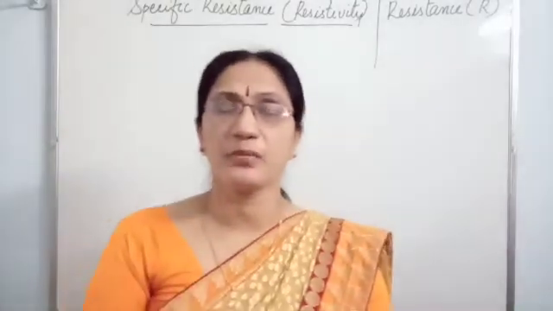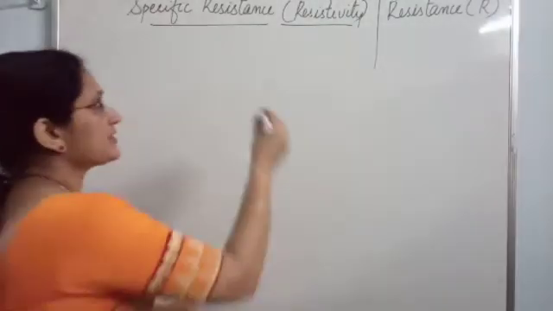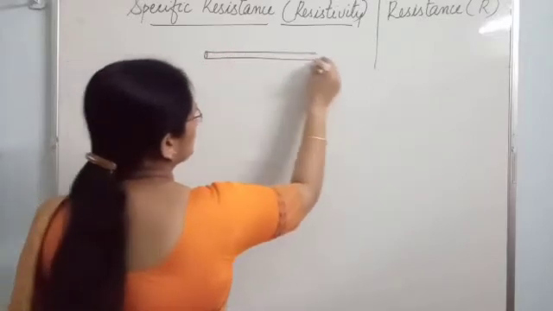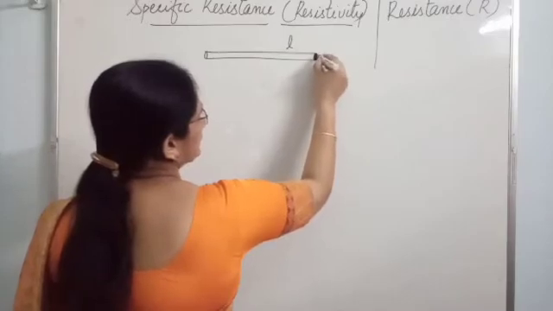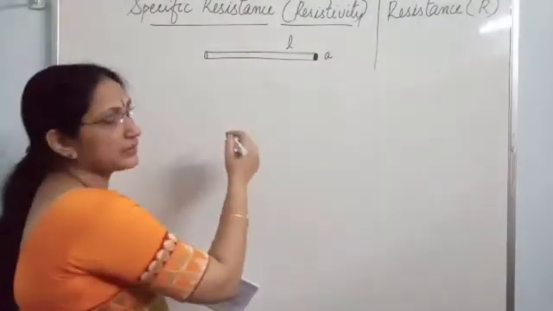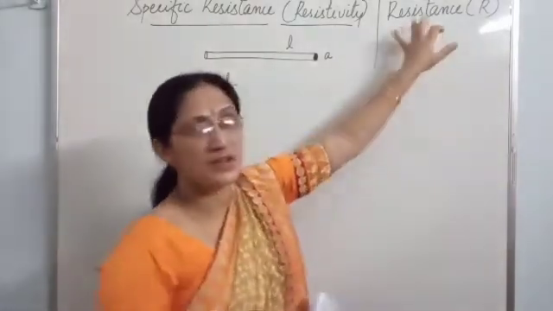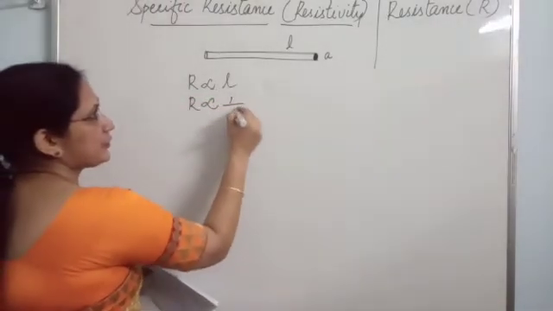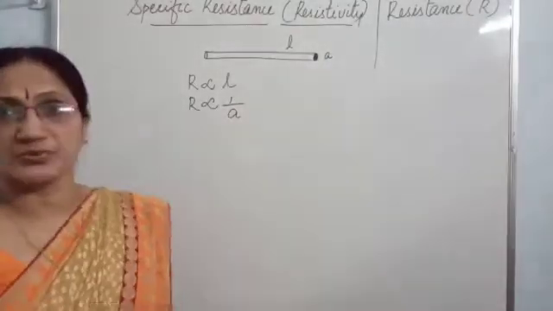Let us derive a formula to find out specific resistance or resistivity of a material. Consider a wire of length L and cross-sectional area A. You know, resistance of this wire is proportional to length. You have studied in the topic resistance. Resistance is proportional to length and inversely proportional to area of cross section. Resistance depends on these two factors.